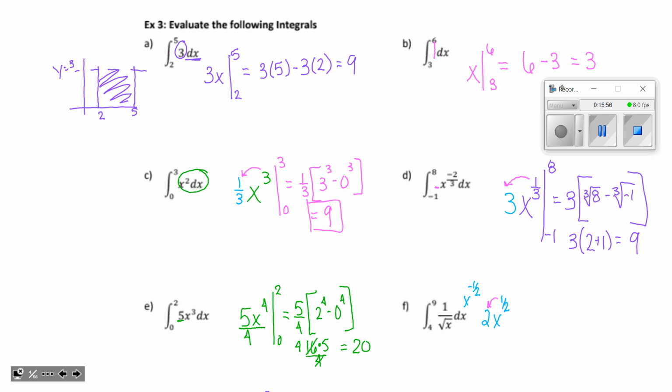And it's going to be evaluated from 4 to 9. So we're going to plug it in. So I have 2, and again, I'm going to switch back to the square root. So the square root of 9 minus the square root of 4. The square root of 9 is 3. So I have 2 times 3 minus 2, which is 1. So I literally end up just with 2. We'll do some more practice with this in class. We'll do a few more examples, and after some time, you'll get more comfortable with it.